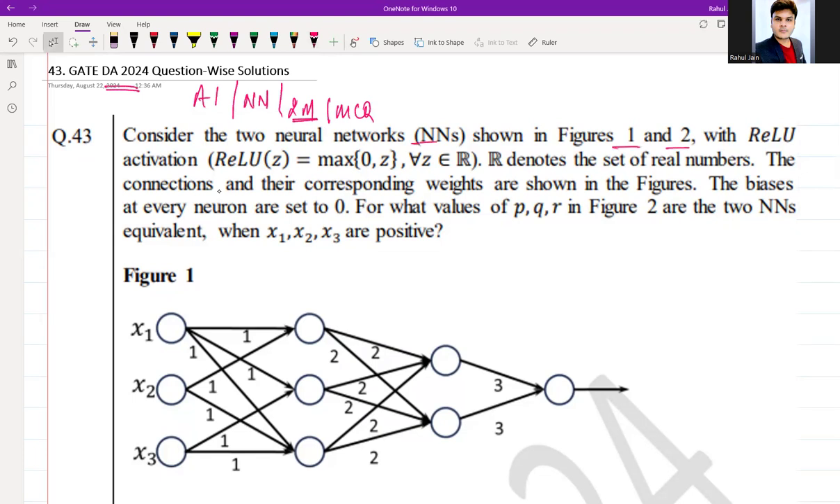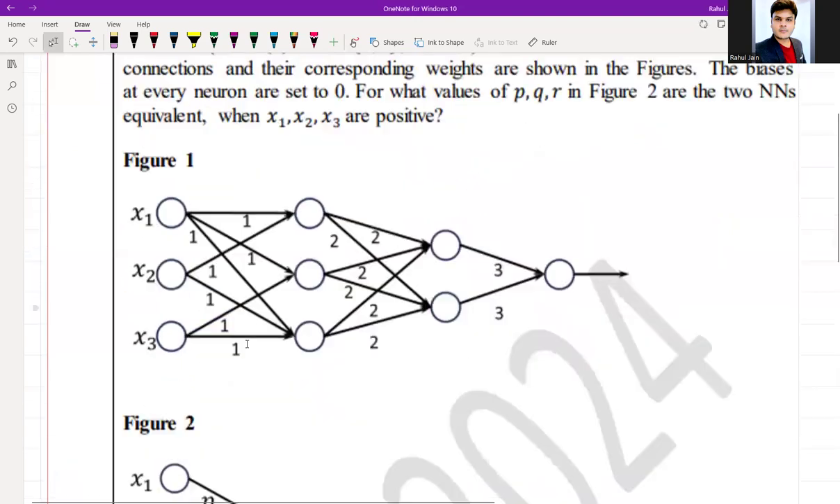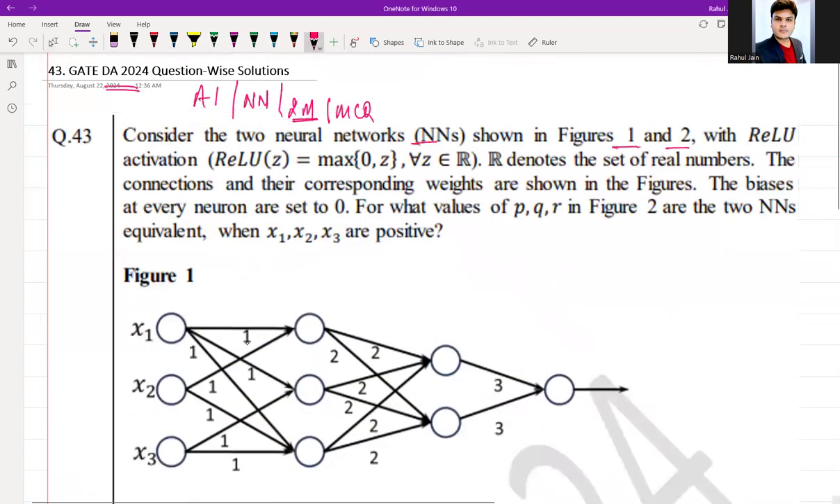Here you can see this is figure 1 and this is figure 2, with the ReLU activation function, ReLU(z) = max(0, z), where z belongs to the real numbers. R denotes the set of real numbers, right? The connections and their corresponding weights are shown in the figures. So these are the corresponding weights: this one is a weight, 2 is a weight, 3 is a weight. The biases at every neuron are set to 0.